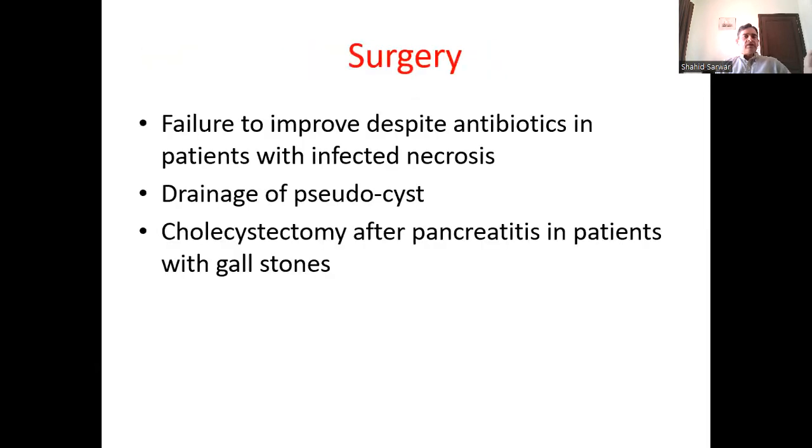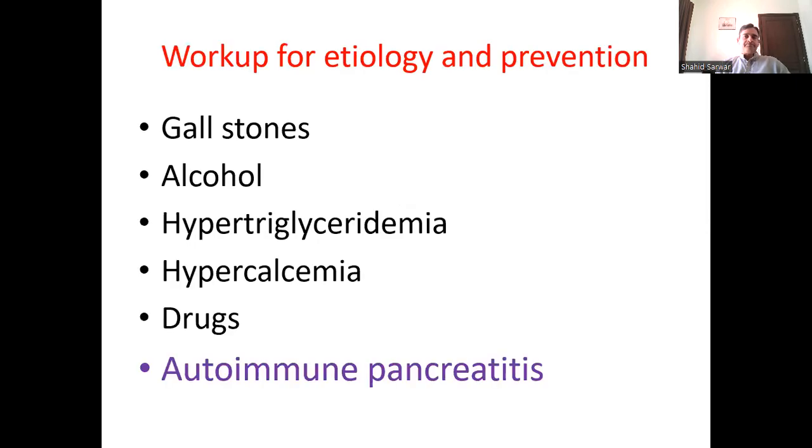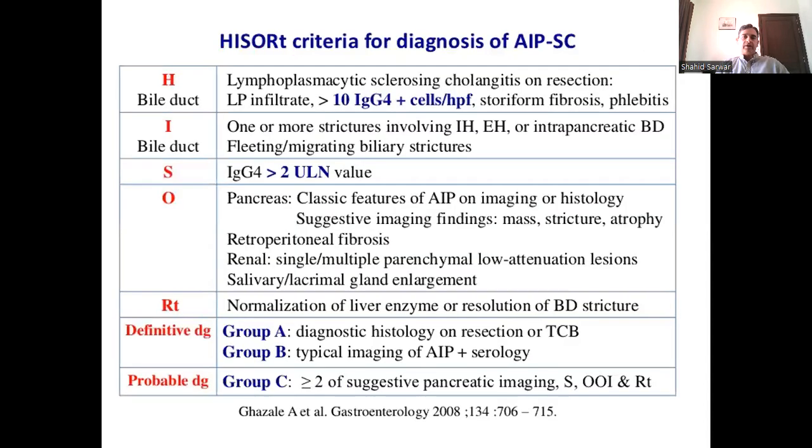The indication for surgery is failure to improve with antibiotics in a patient with infected necrosis, and drainage of pseudocyst if it is not possible endoscopically. And obviously you will have to go for cholecystectomy in somebody who has biliary pancreatitis, or somebody with pancreatitis and evidence of gallstones, to avoid recurrence. Once the patient has recovered, never forget to work up the underlying etiology and prevention. We have already talked about the possible causes like stones, alcohol, hypertriglyceridemia, hypercalcemia, drugs, and autoimmune pancreatitis. These need to be worked up and then we will treat whatever cause we identify.